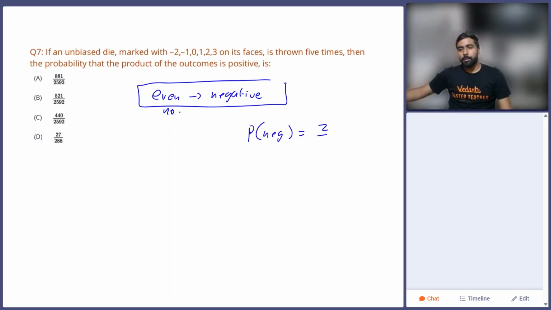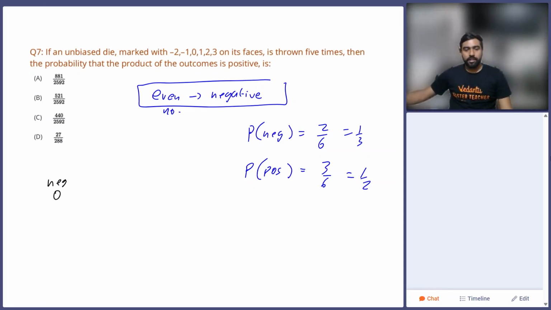Okay? So basically, I just need the probability of a negative outcome. The probability of a negative outcome is 2 by 6. And what is the probability of a positive outcome? The probability of a positive outcome is 3 by 6 over here. Okay? This is 1 by 3. This is 1 by 2. Now simply, how many cases can I create over here? Total probability of it. How many cases can I create? I can have negative numbers. The negative number count we will work with.